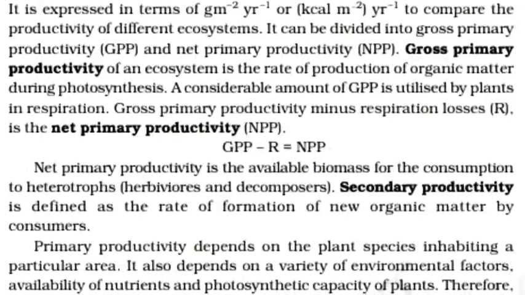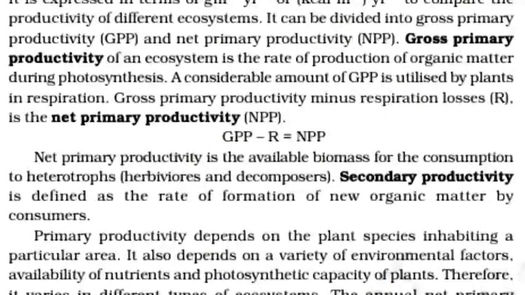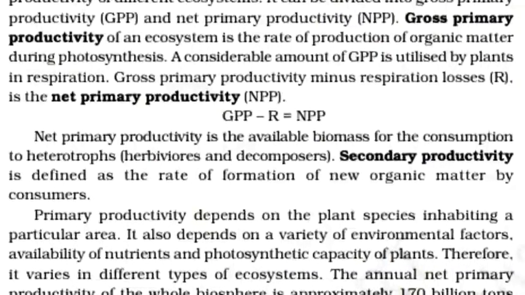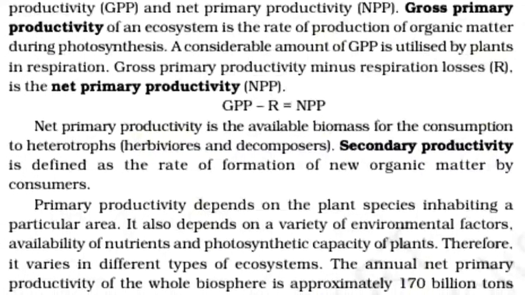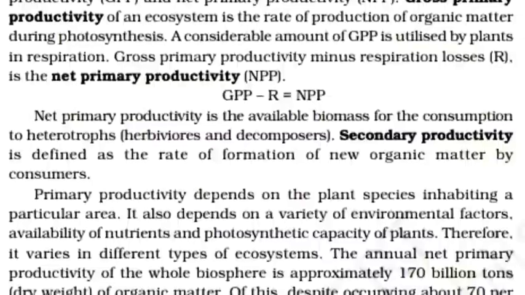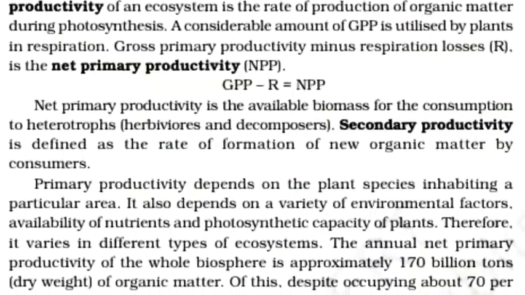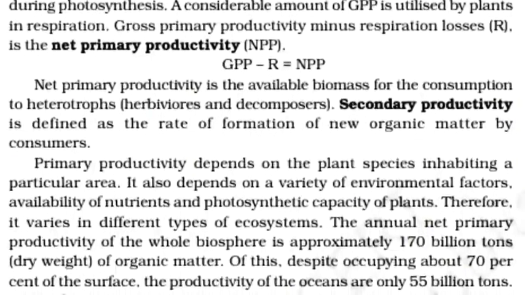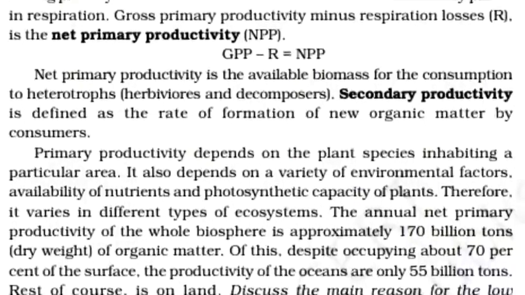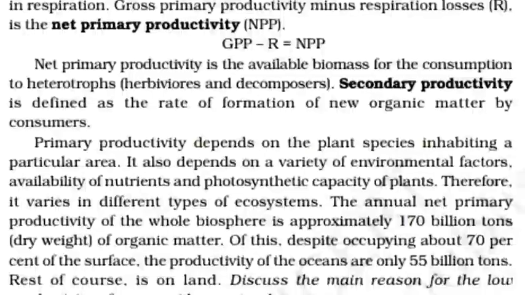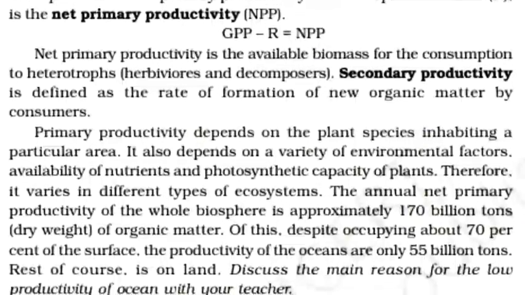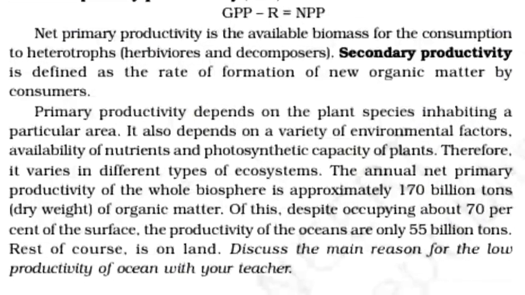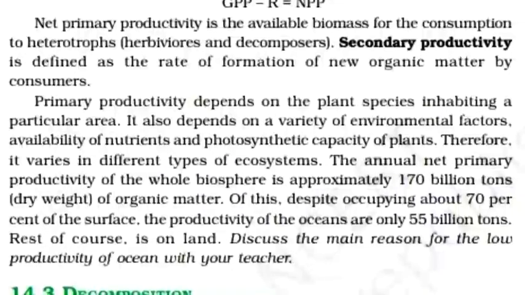To compare the productivity of different ecosystems, it can be divided into gross primary productivity (GPP) and net primary productivity (NPP). Gross primary productivity of an ecosystem is the rate of production of organic matter during photosynthesis. A considerable amount of GPP is utilized by plants in respiration. Gross primary productivity minus respiration loss R is the net primary productivity NPP. GPP minus R equals NPP. Net primary productivity is the available biomass for the consumption of heterotrophs, herbivores and decomposers. Secondary productivity is defined as the rate of formation of new organic matter by consumers.